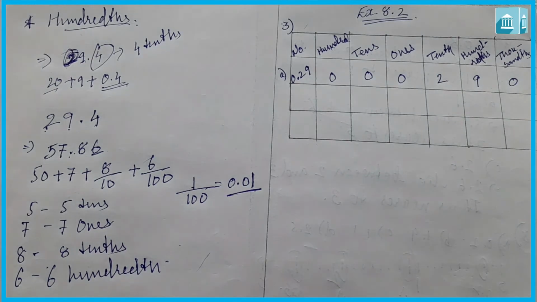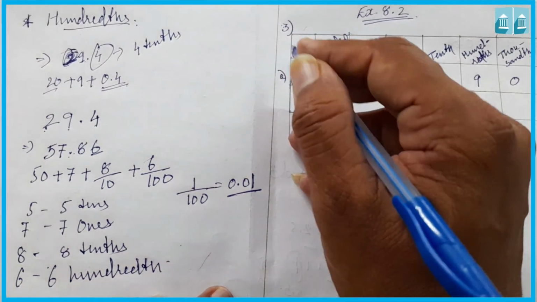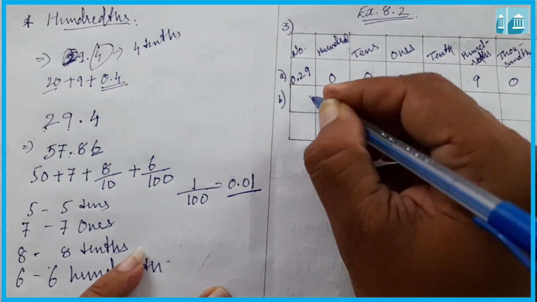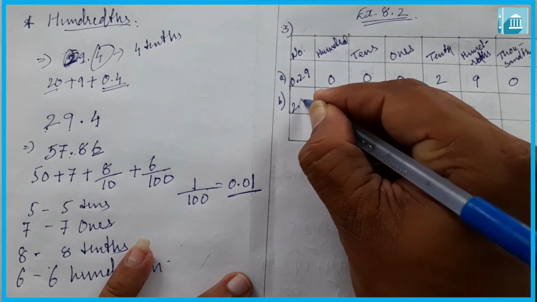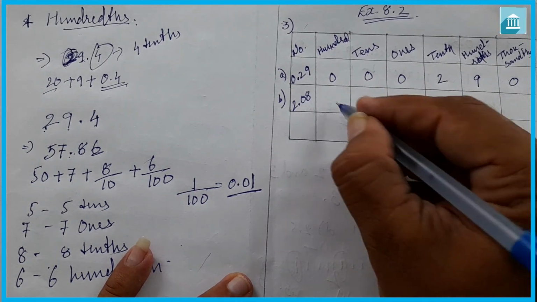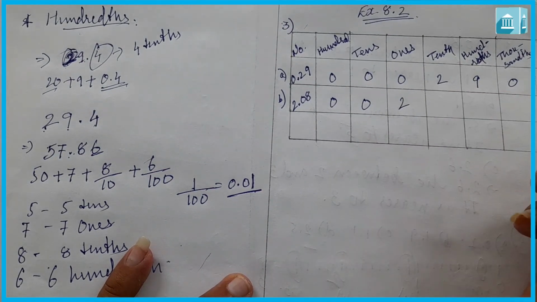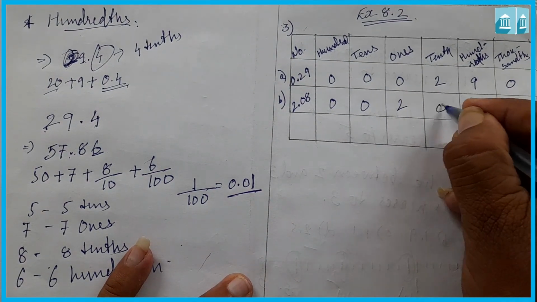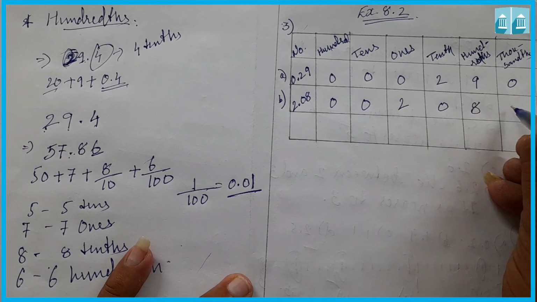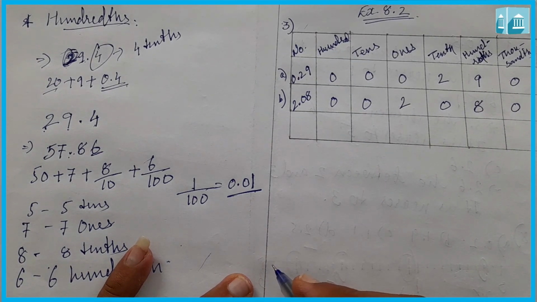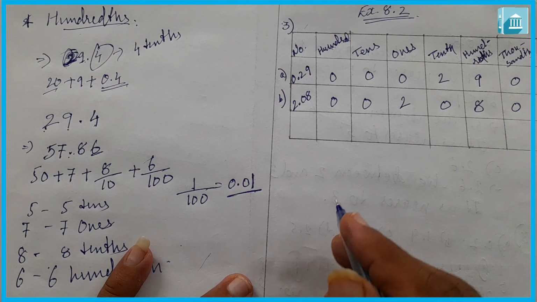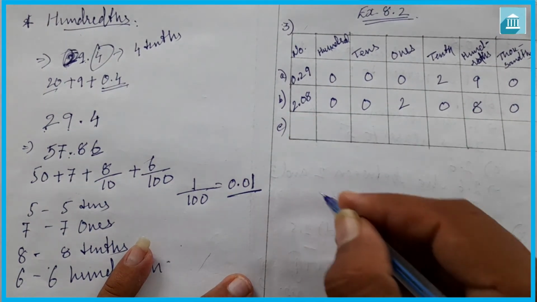Now let us see question number B. Question number B is 2.08. So on the hundreds place it is 0, tens place 0, ones place it is 2, tenths place 0, hundredths place 8, thousandths place 0. The same way let us do question number E.